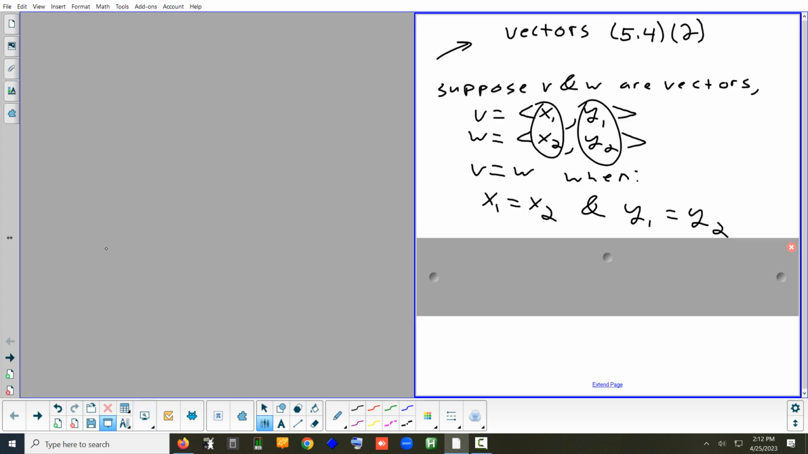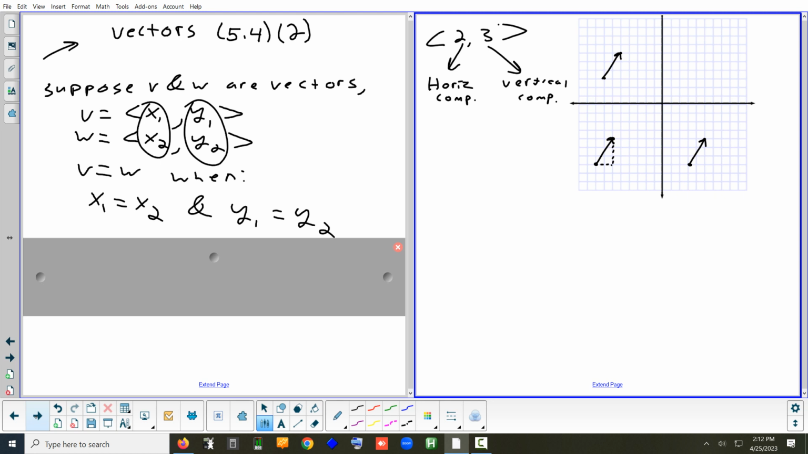Bring the picture back up. The horizontal component is how far right you go, or left if it was negative. And the vertical component is how far up you go, or down if it was negative. So for this one, I go right 2, up 3. For this one, I go right 2, up 3. They're all right 2 and up 3. And since they're all right 2 and up 3, that means all these vectors are the same thing, even though they're drawn in different spots.